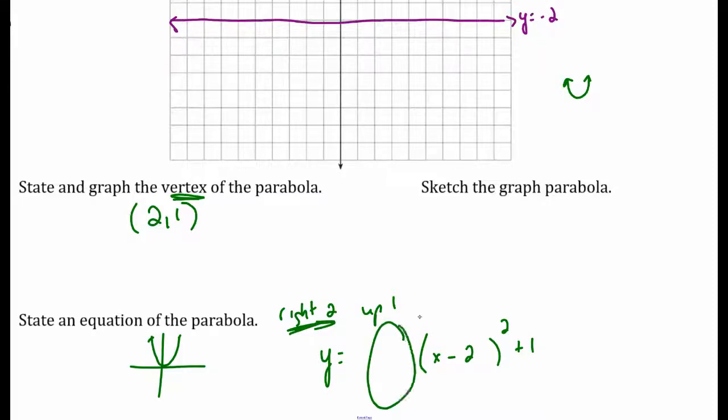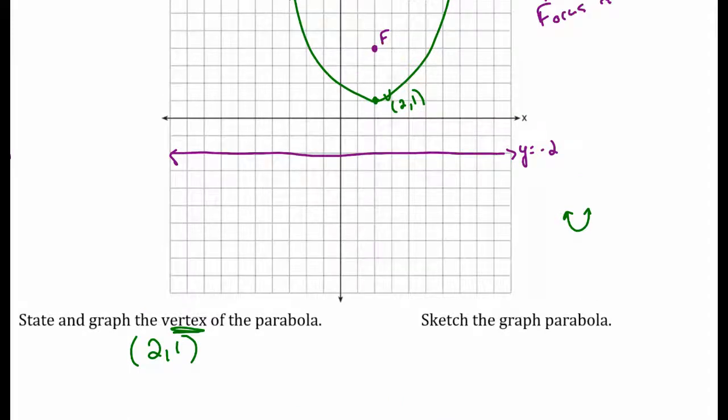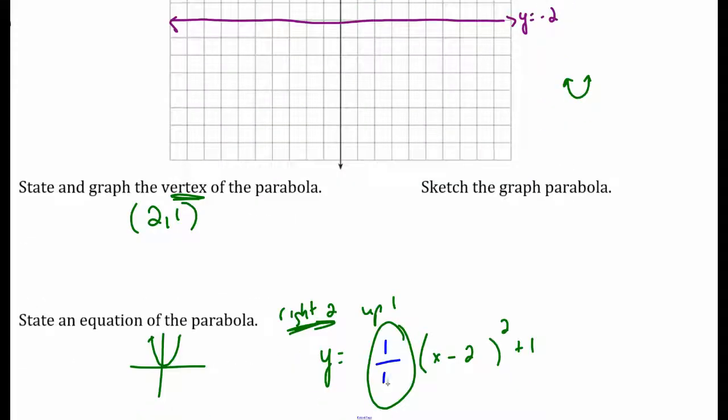But the leading coefficient is 1 over 4p. The leading coefficient is 1 over 4 times the focal length. This is the p distance here. The focal length is how far away the vertex is from the focus. Well, it's 3. What do I do with that number? I multiply it by 4, which is 12, and take the reciprocal. So it's a positive 1/12.